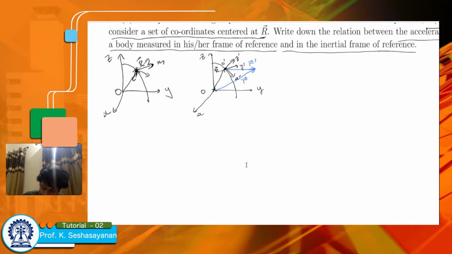So now we say that since R vector is equal to capital R vector plus R prime, the question now is how do you relate the accelerations measured? How do you relate d square R by dt square measured in the inertial frame to d square R prime by dt square in the non-inertial frame? So I'll write down the question. This is exactly what is written here, but I'll just rephrase because we have written down this coordinate system, and it will be easier to rephrase the question sometimes in terms of our notations.